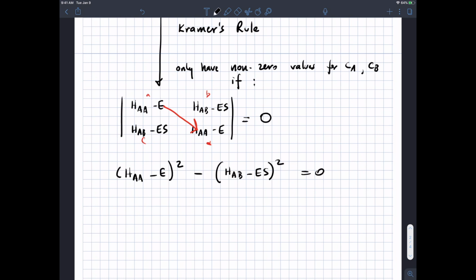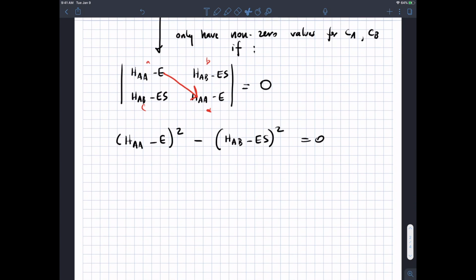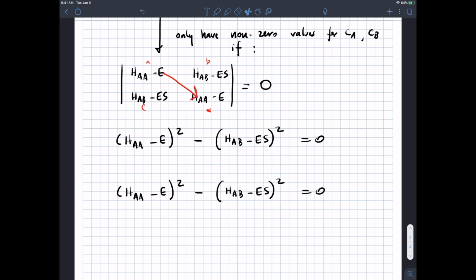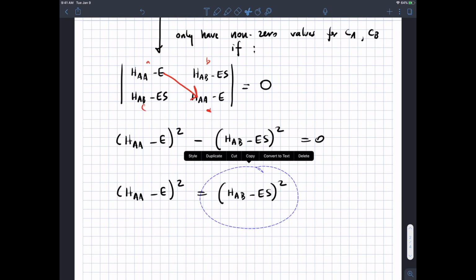And all of a sudden, the world is looking a little bit brighter because we don't even have to use the quadratic formula here. We can simply take this equation, subtract or add. This is not actually saving me any time. I probably should have just written it out again. I thought I would be cute, but alas. We can move the minus (HAB minus ES) squared to the other side.